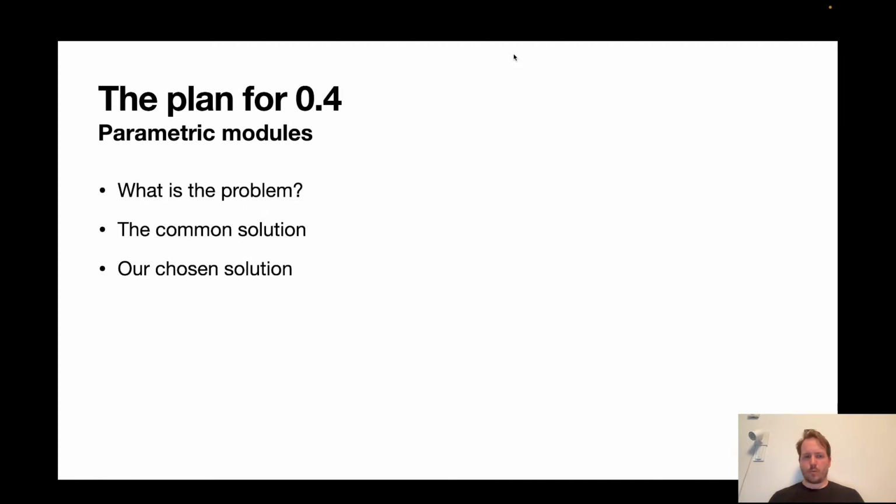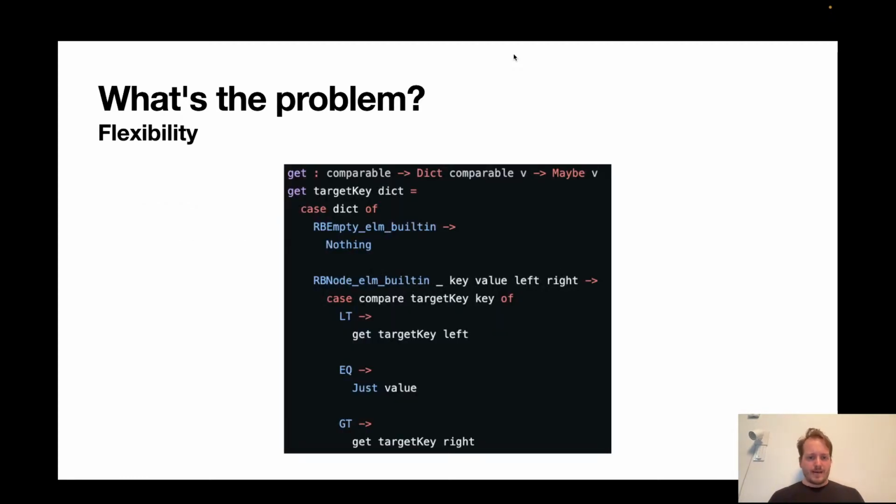Now, before we talk about what parametric modules are, we kind of have to touch on the problem they're meant to solve. And the problem is that of flexibility. To make that a little bit more concrete, here is a screenshot from the implementation of dict-get. This is the function you call when you want to retrieve something from a dictionary in Gren. You can see this comparable type annotation here, which, since it's a lowercase name, should mean that it's generic.